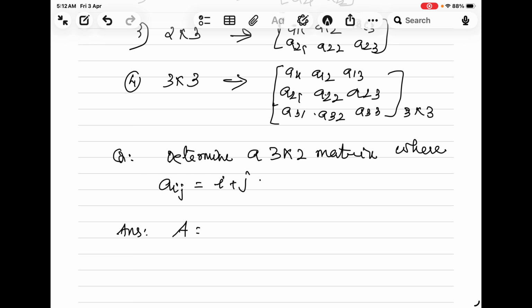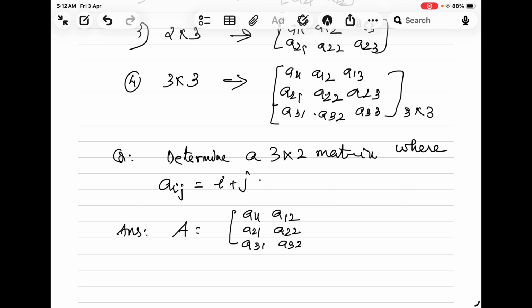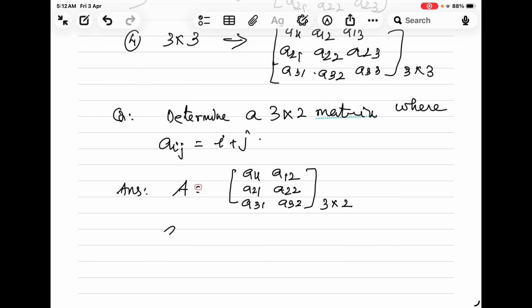Matrix A equals 3 by 2, 3 rows, 2 columns. So A11, A12, 3 rows. So A21, A22, A31, A32. This is our 3 by 2 matrix. And here we want to find out A11. We know that Aij equals i plus j.